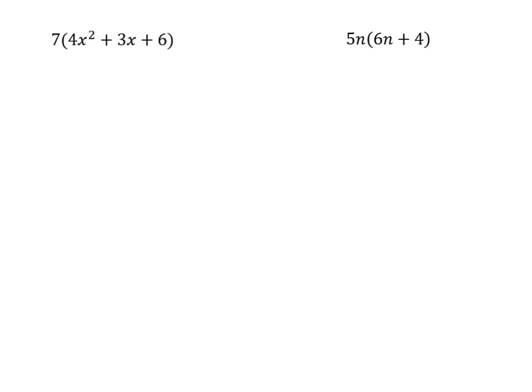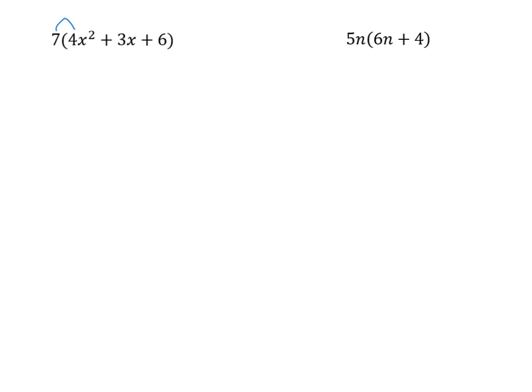So in this case, I have a monomial in the 7 here, and I have a trinomial in 4x squared plus 3x plus 6 inside the brackets. And when I'm doing this, the thing to remember is that I need to multiply the term outside of the brackets by each term inside the brackets. That's called the distributive law.